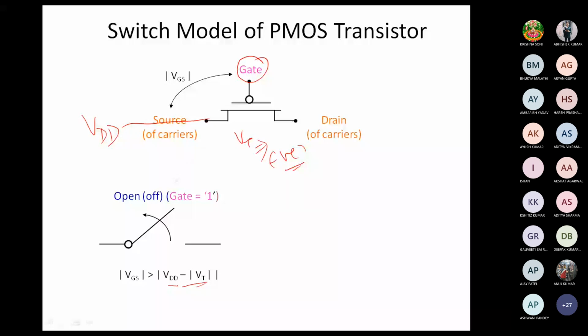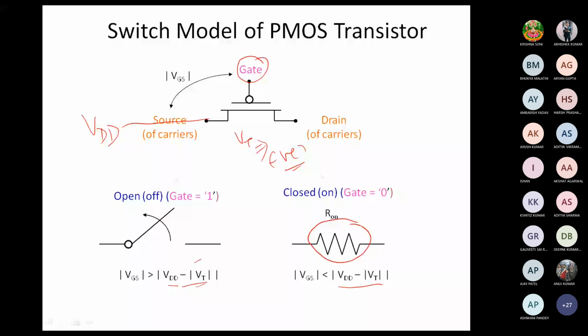So for this region, we have to ensure this. If we want to make this transistor off, then we have to ensure that VGS is greater than VDD minus VT, and if we have a VGS less than VDD minus VT, then this becomes on, and again we will see an equivalent resistance Ron in the on state of the transistor.